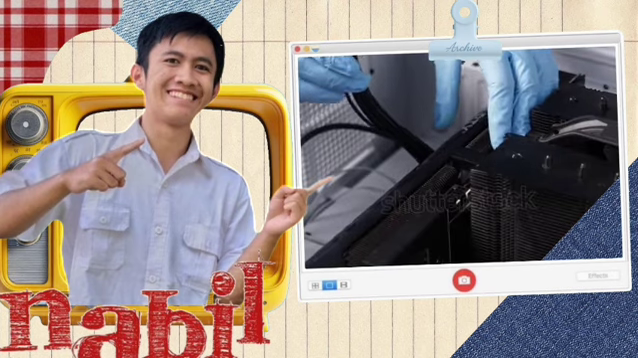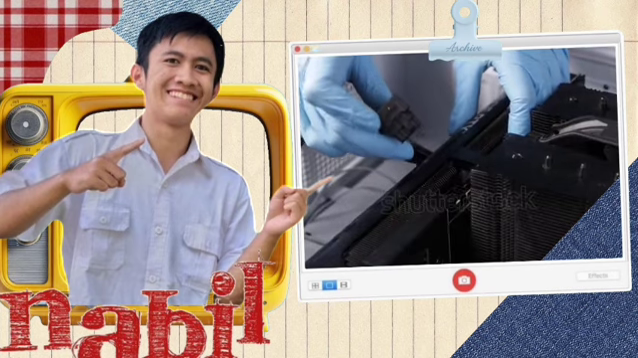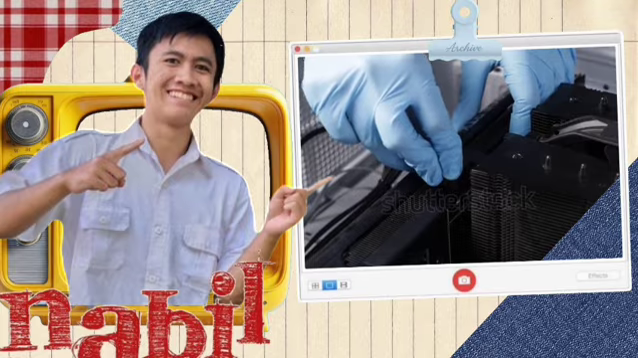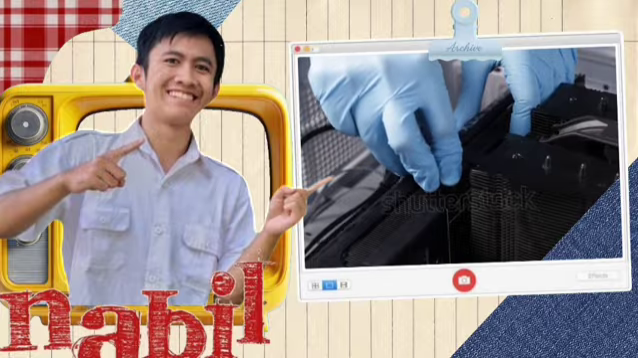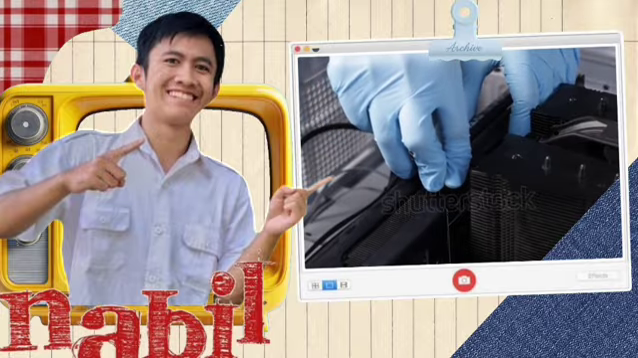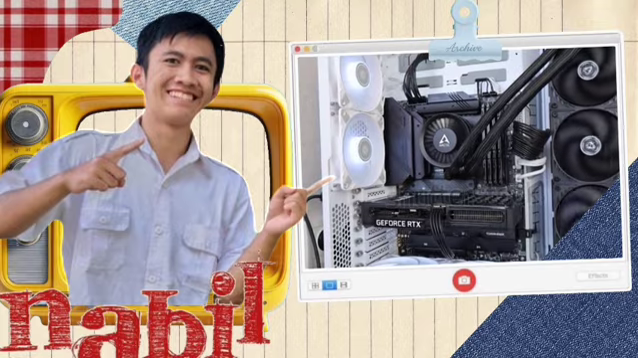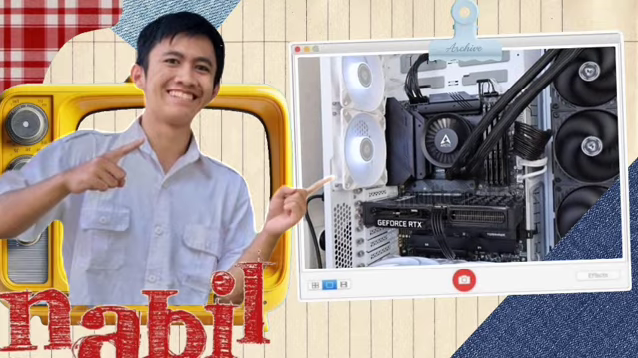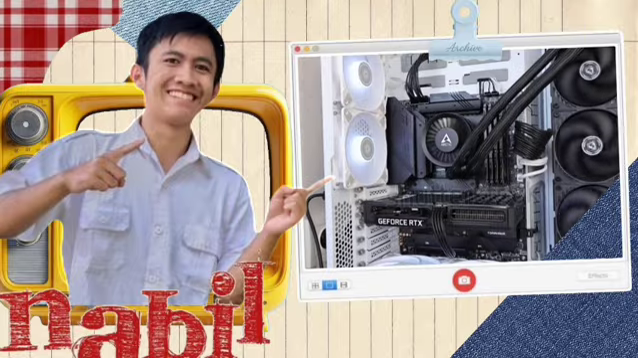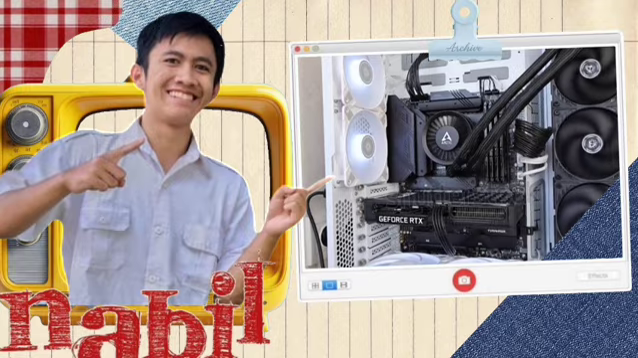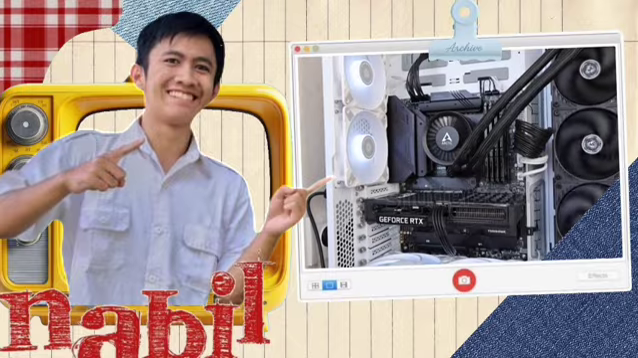Step 11. Cable management and cooling system. Good cable management is key to both airflow and aesthetics. Use the case rear side to route cables and tie them neatly using cable ties. Install your case fans. Front fans should pull air in for intake. Rear and top fans should push air out for exhaust. This ensures cool air flows smoothly through your system.